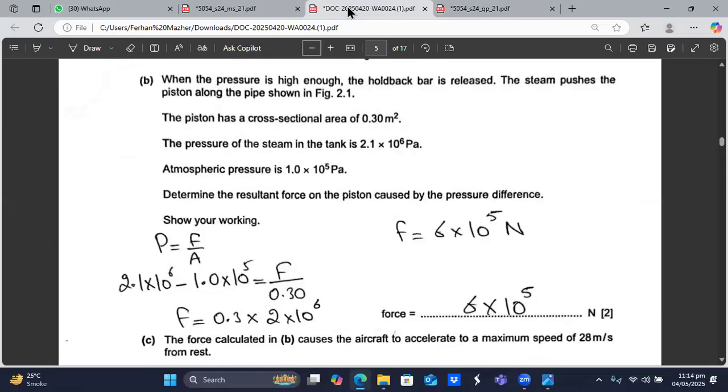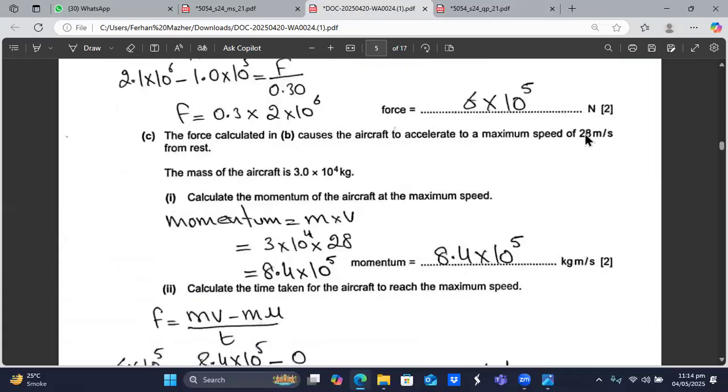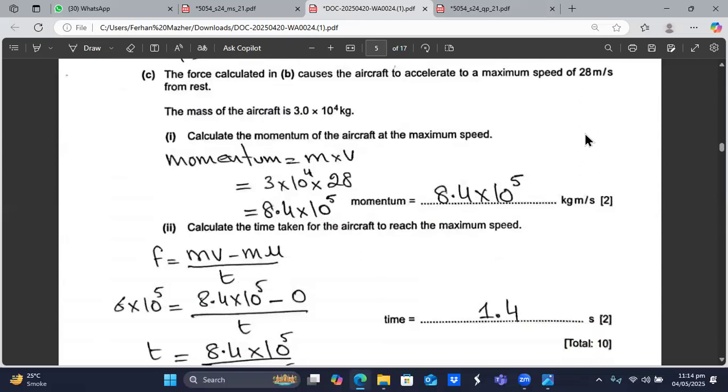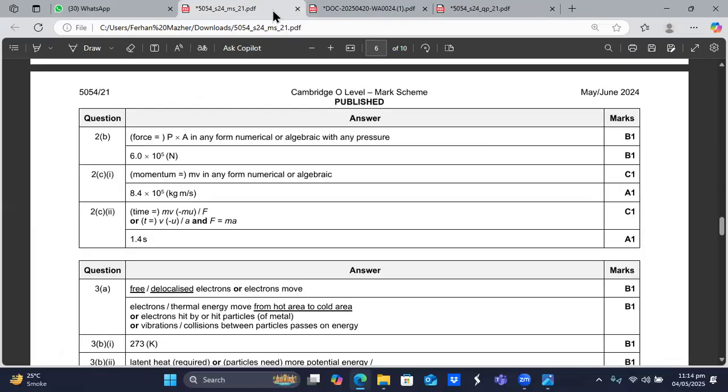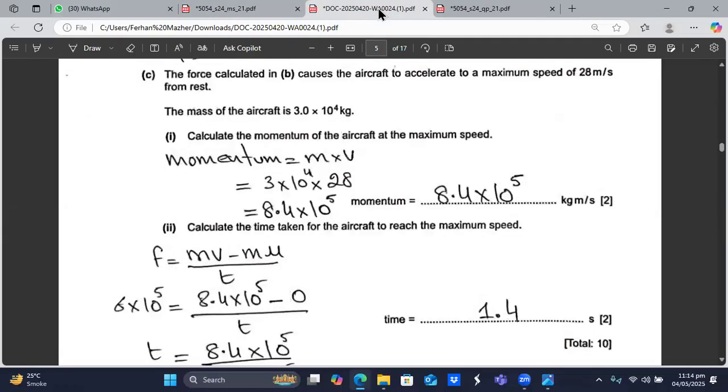So here we go. Okay, so let's see, I have done this. Okay, the C part. Our momentum is equal to mass multiplied by velocity, so 3 × 10^4 kg multiplied by 28 meters per second, and the answer will be 8.4 × 10^5 kg meter per second. Then let's check first of all from the marking scheme. The answer is right. Okay.